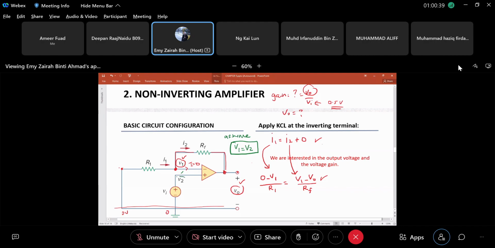V2 is this value. Whatever value is given here, V1 will follow. Meaning that V1 equals V2, which in this case is given as VI. We take it as VI. So if we substitute this as VI, then minus VI divided by R1 equals VI minus V output, divided by RF.